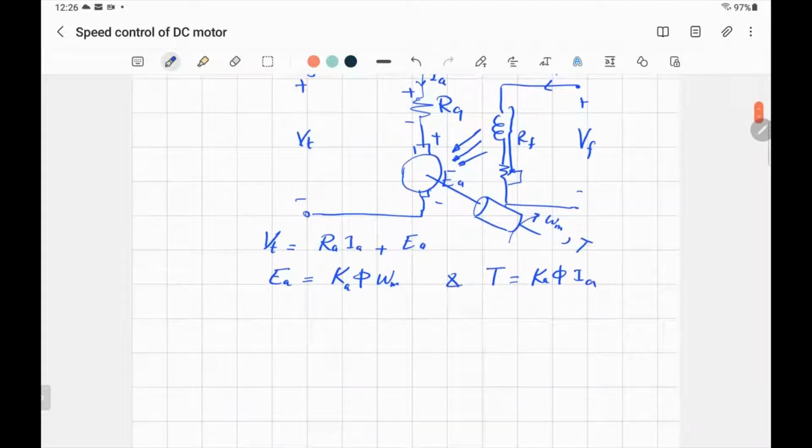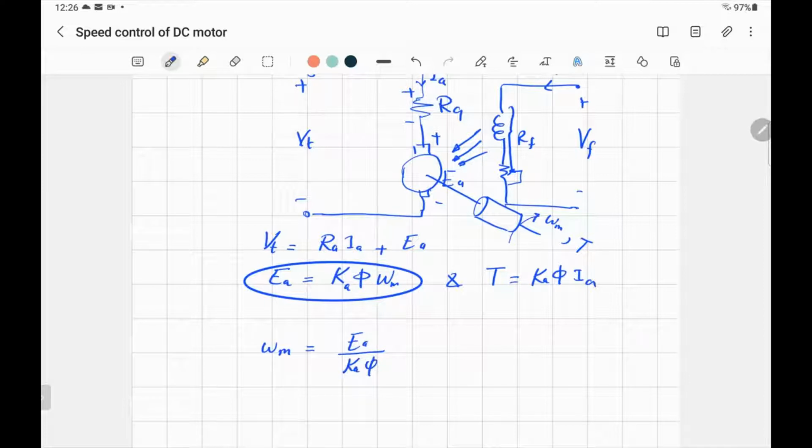Now I want to find the speed. We find the speed from the back EMF. Of course, this is the equation that will help us to find the speed. So let's find the speed. Omega m will be equal to the armature back EMF divided by KA phi.